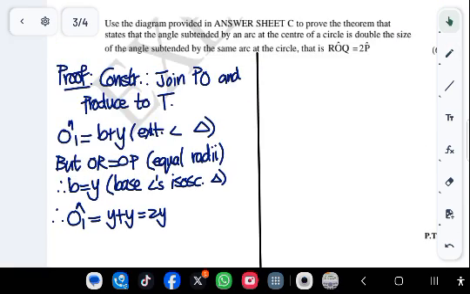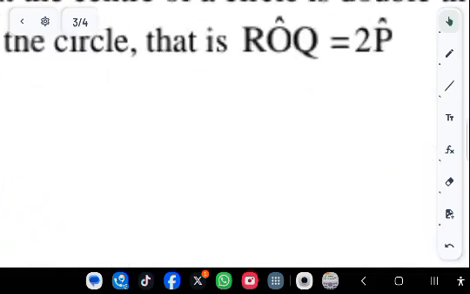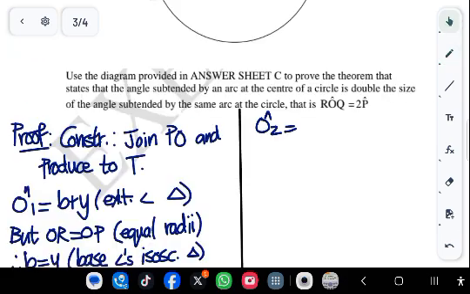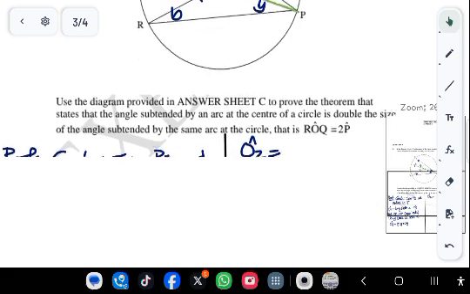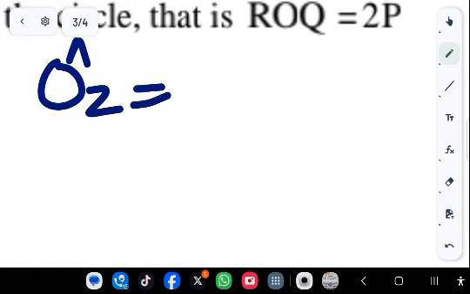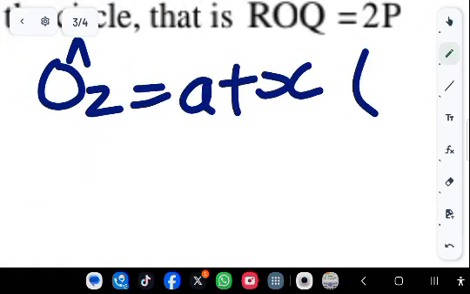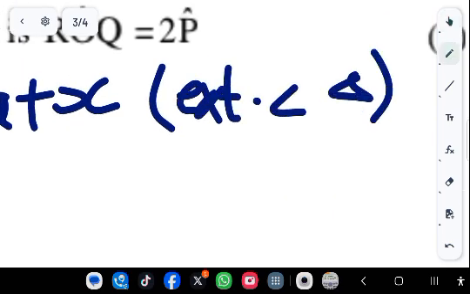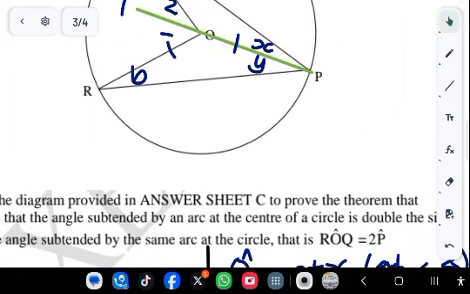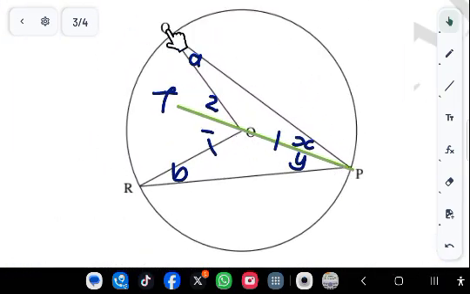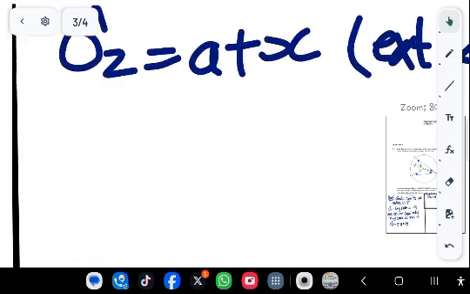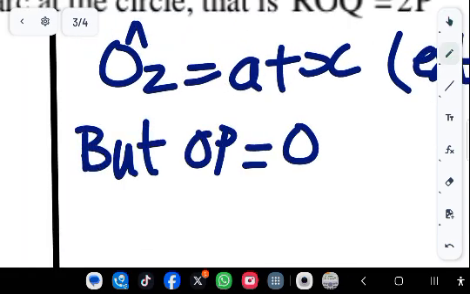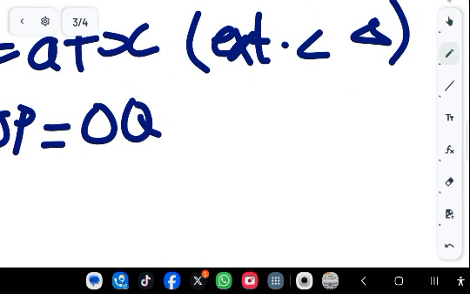We're done with O1. Let's do the same thing for O2. Angle O2 equals x plus a plus x, and the reason is exterior angle of a triangle. But OP is equal to OQ, equal radii. Reason: equal radii.